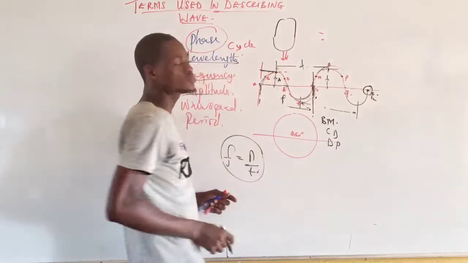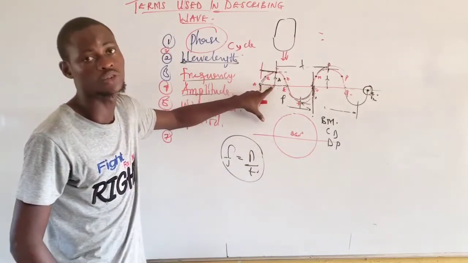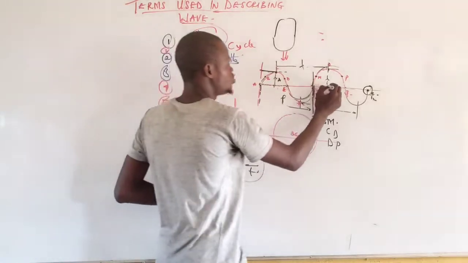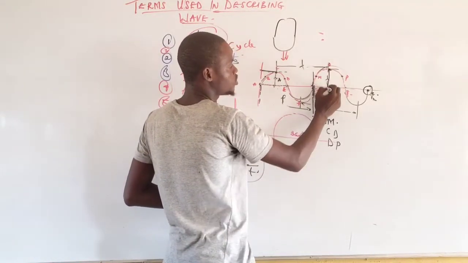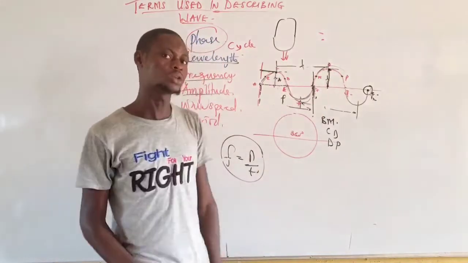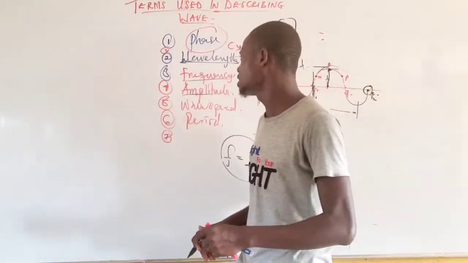This maximum point is my amplitude. The distance from the initial position of the wave to this point here, that is the amplitude of the wave. So we also have the same amplitude of the wave here. Look up, they have the amplitude in this place: amplitude, amplitude. Are we together? I think you are getting what I'm doing here.